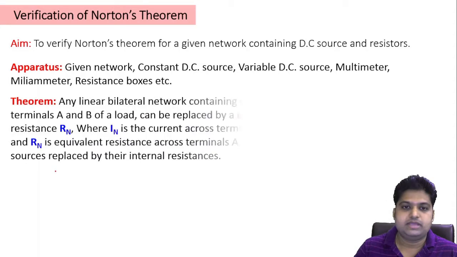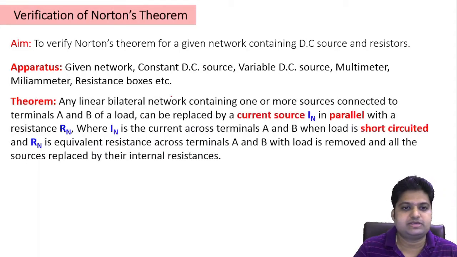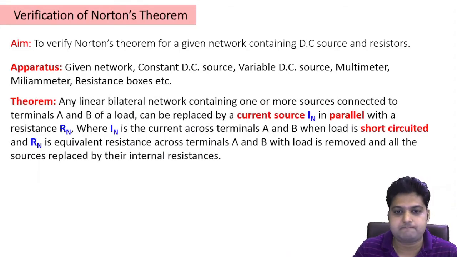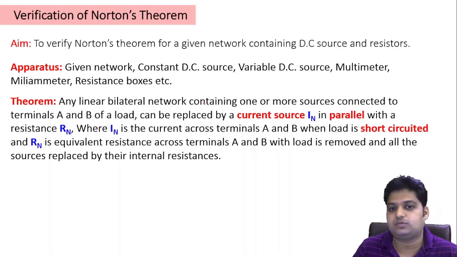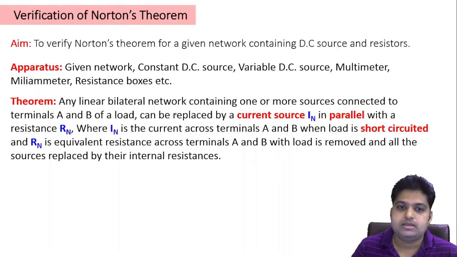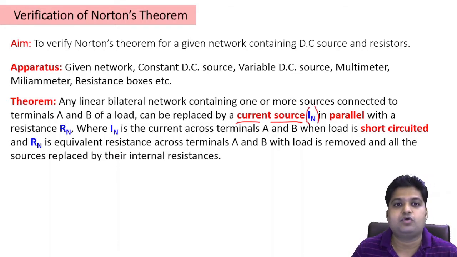Fine. Next, the theorem. The theorem also reads very similar to that of Thevenin's theorem, but there are small changes. Let me just read it for you. Any linear bilateral network containing one or more sources connected to terminals A and B of a load can be replaced by a current source. Okay, by a current source. In case of Thevenin, it was a voltage source, VTH, right? Here we have a current source IN, the subscript N for Norton.